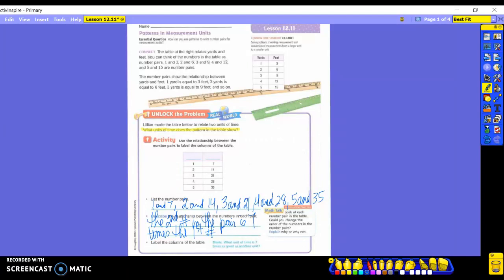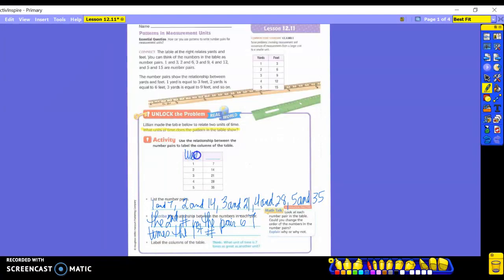So if we know that it is 7 times that, who thinks they can label these columns in the table for me? What units of time is 7 times as great as another unit? I'm even giving you a hint saying unit of time. It also had that in the problem it talked about with Lillian. So Logan, what is something that is 7 times as great as another unit? The weeks. Alright, so which one are we putting where? Weeks goes on the 1, 2, 3, 4, 5 section.